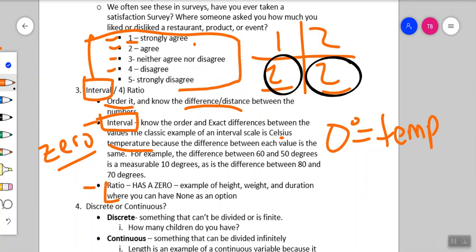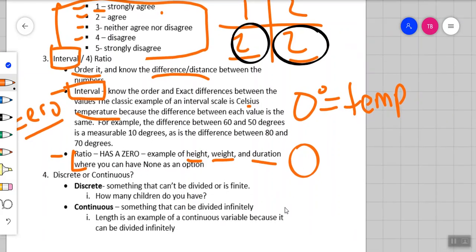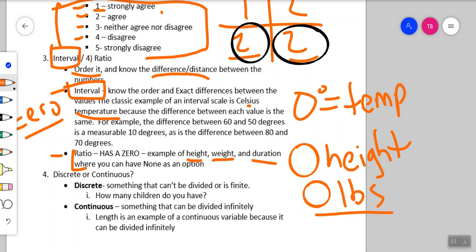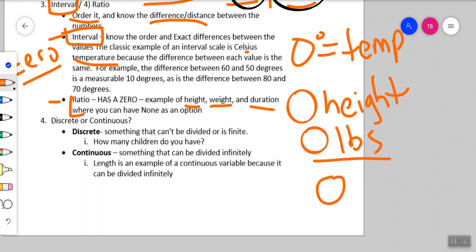Whereas in ratio, there is such a thing as a 0. You can have a 0 in ratio. The best examples of this are height, weight, and duration. For instance, you can have 0 height. You can have something that's 0 feet tall or something that's flat. You can't have 0 weight, as in 0 pounds. And you could have duration, like 0 seconds or 0 minutes. It's something that makes sense in this framework.